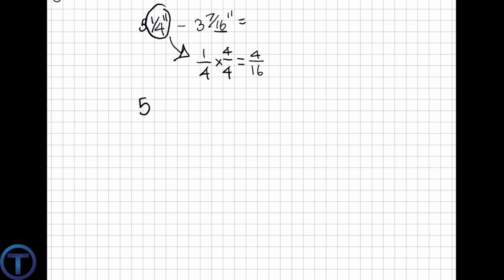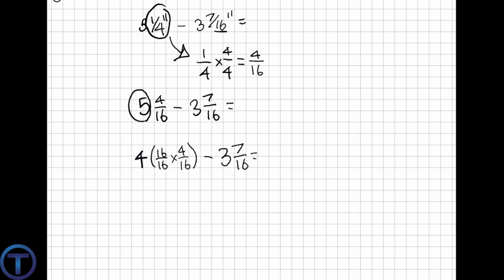Okay, then we take 5 4/16 minus 3 7/16, and I still got a problem here because 4/16 cannot subtract 7/16. If you remember, we need to borrow. So I'm going to borrow from this 5 here, and in 16ths, that's going to be 16/16 if I take 1. So that's going to be 4 since I borrowed 1, and 16/16 plus 4/16 minus 3 7/16. Okay, now we're getting somewhere.